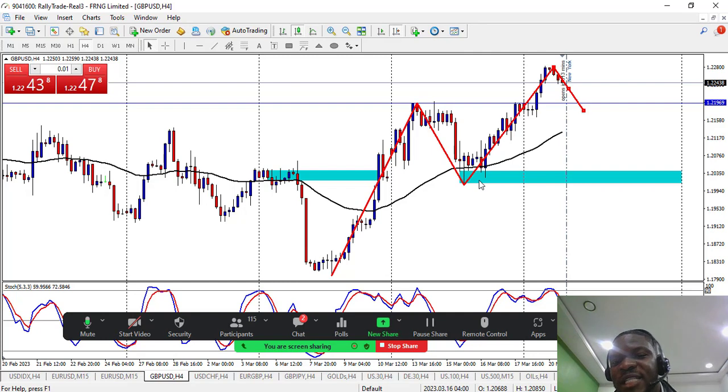Same thing, bring that same knowledge, or copy and paste that knowledge, into this other leg. So after this move upward, we're expecting another move downward. Okay, you understand that very well. So on the H4 time frame, we're expecting the price to trade towards the downside.